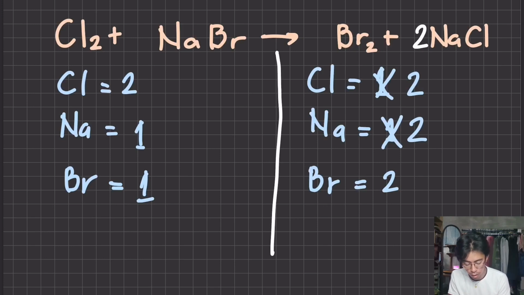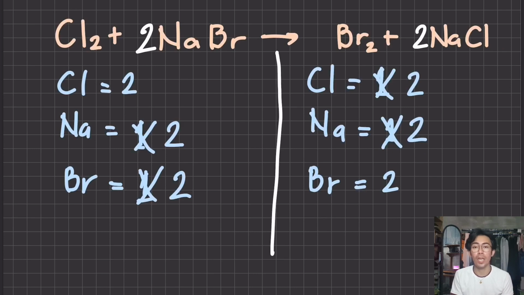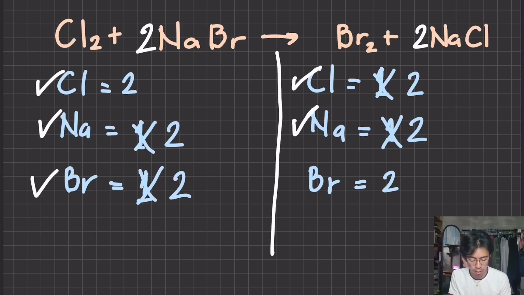We have to write 2 in front of NaBr to change the number of sodium to 2 and the number of bromine to 2. Then let's check if each element on the reactant side and on the product side is already balanced. Chlorine, 2 on the reactant, 2 on the product. Sodium is 2 on the reactant, 2 on the product, and bromine is 2 on the reactant and 2 on the product. Therefore, this is the balanced equation.